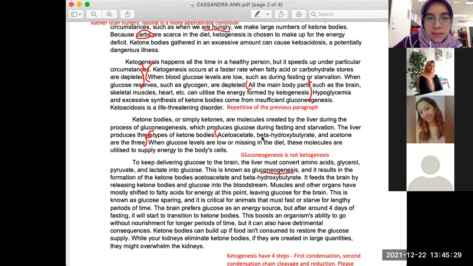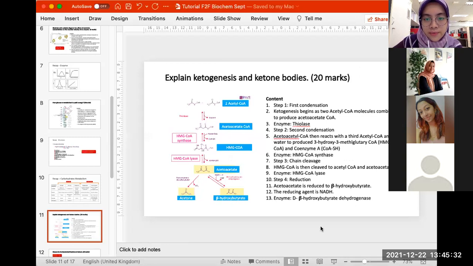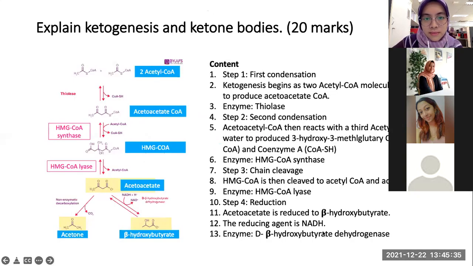Let me show you the answer scheme for this one. Marks will be given when you write the name of the reaction. We have 4 types of reaction in ketogenesis: first condensation, second condensation, chain cleavage and reduction. If you name the first step as first condensation, then 1 mark. What happens in the first condensation is 2 acetyl-CoA combine to produce acetoacetyl-CoA, then 1 mark. And then the enzyme name catalyzing the reaction, thiolase, 1 mark, and so on.